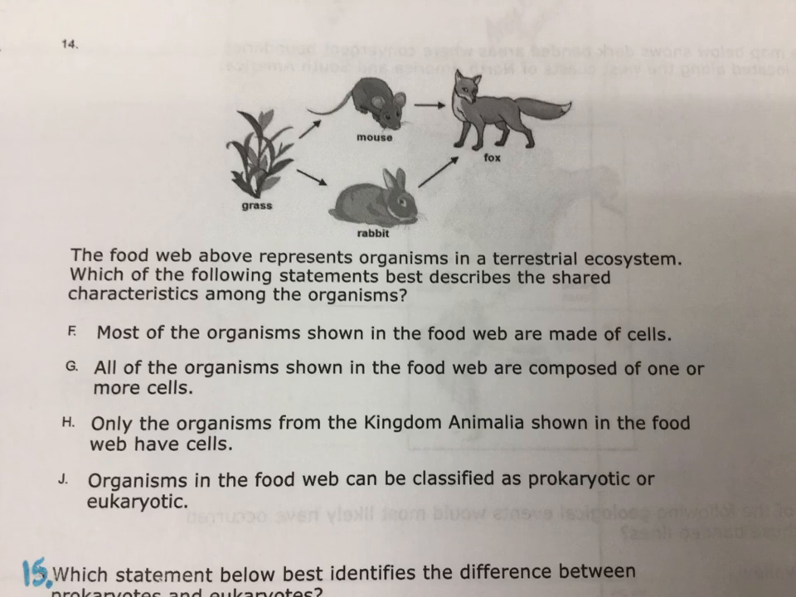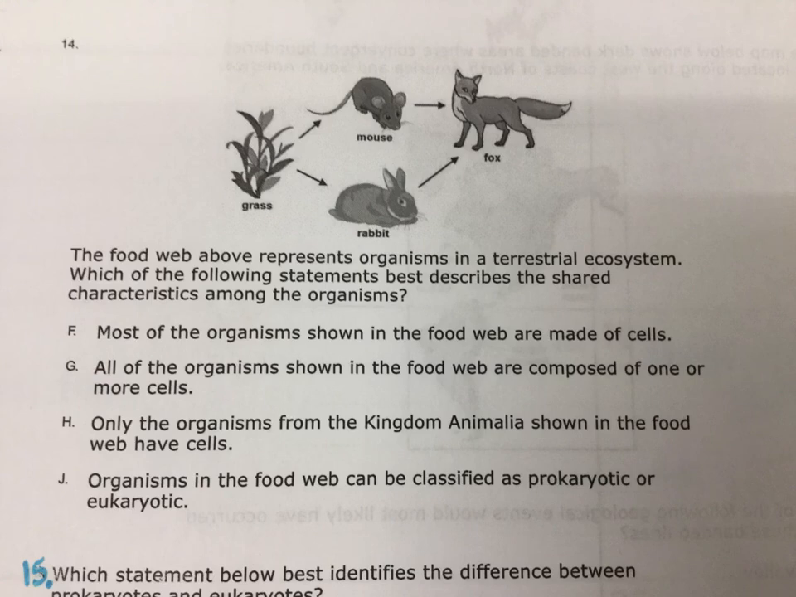Number 14, go ahead and take a look at the picture at the top. The food web above represents organisms in a terrestrial ecosystem. Which of the following statements best describes the shared characteristics among the organisms?